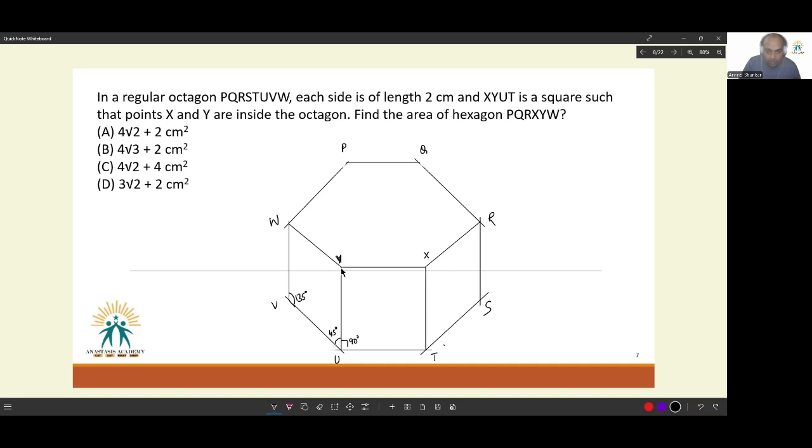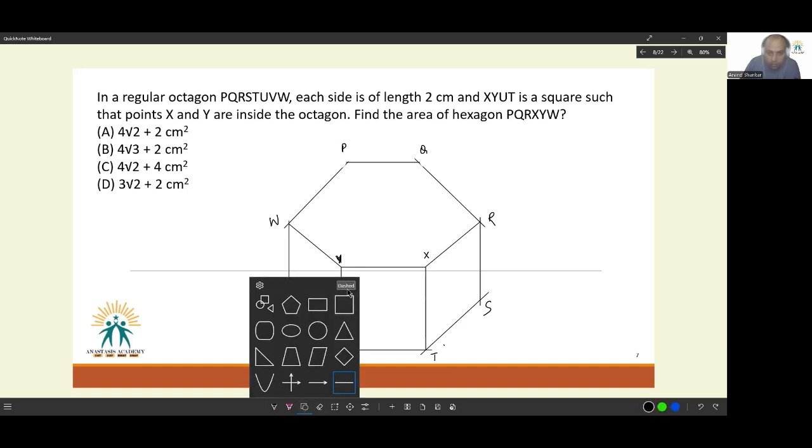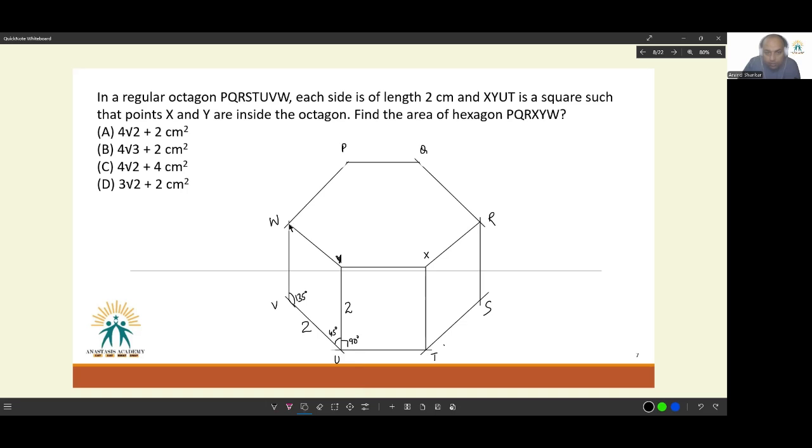WYUV is a parallelogram. WYUV is a parallelogram. Okay. This is of length 2. This is of length 2. So, can I also get to the area of the hexagon this now? I'll come to that area later. First, I want to draw a line here, or from W to R.